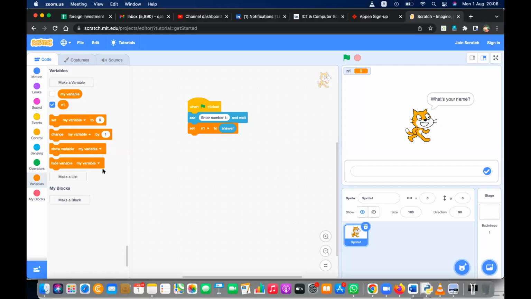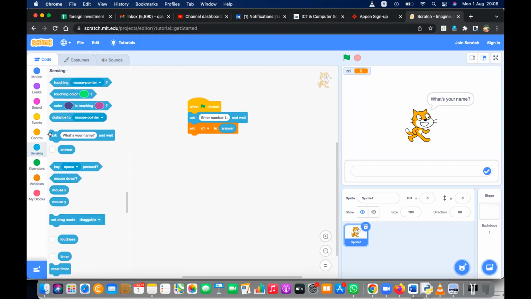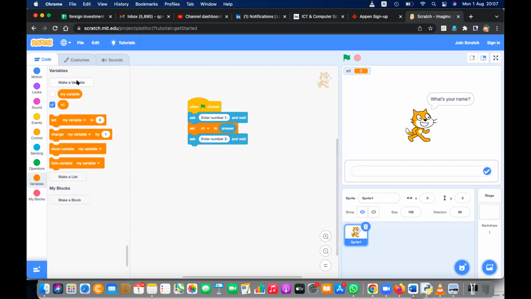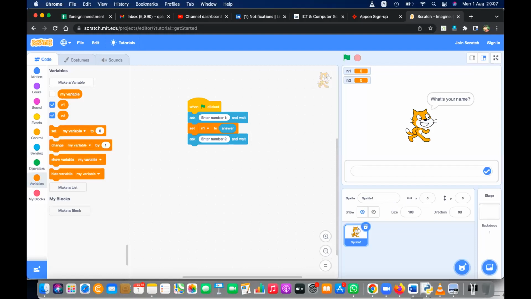So this is the first part. The second part is similar to this. It means you have to ask the question again. Go to the sensing, ask the question again. So what is the question now? Enter number 2. That is the question. And for the answer, go to the variables, introduce a new variable, N2 this time.